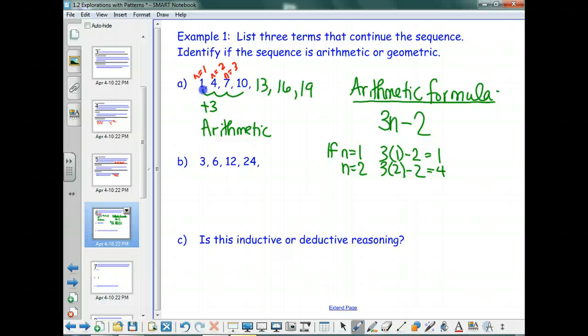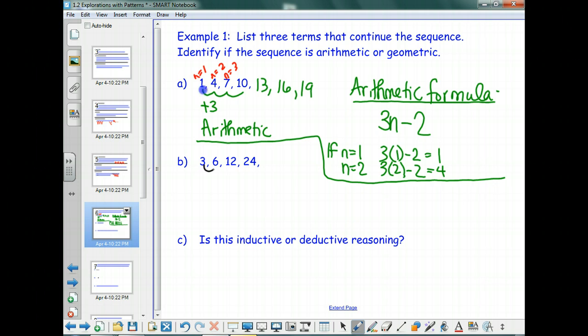Yeah, good, right? 3 times 100 is 300 minus 2 is 298. Make sense? Excellent. All right. How about the next one? What do I do to get from one term to the next?